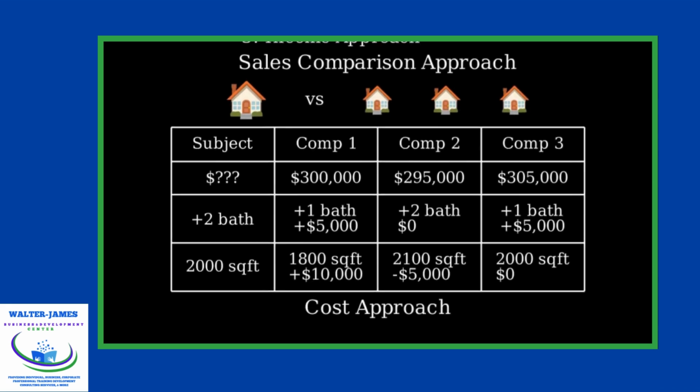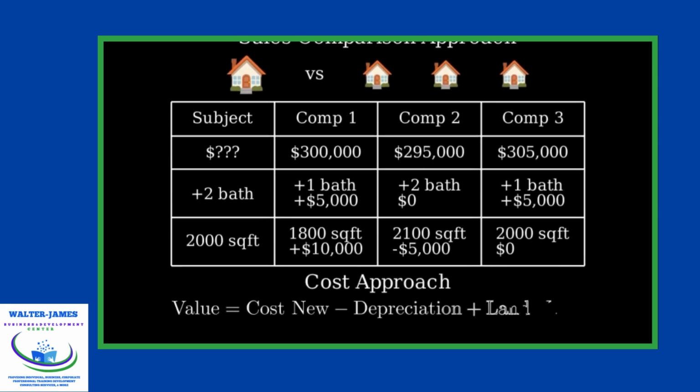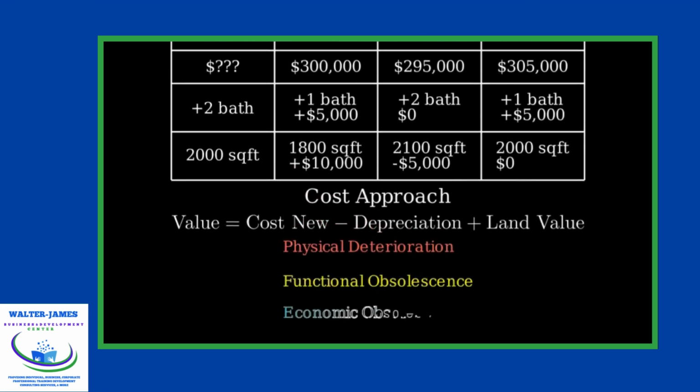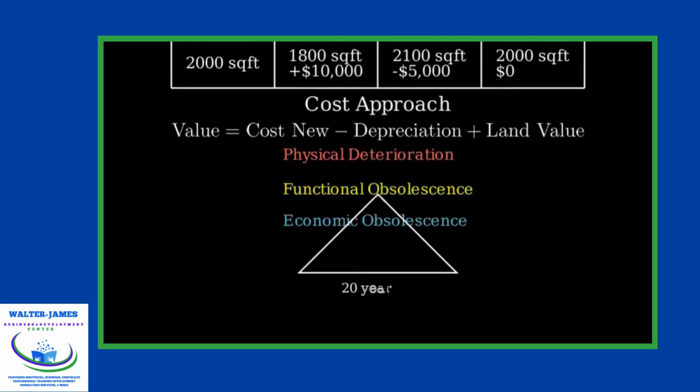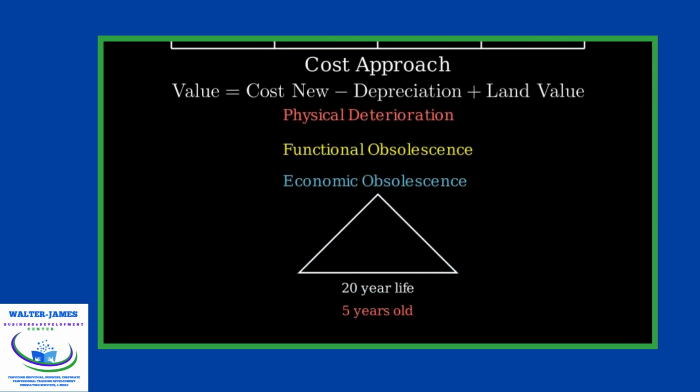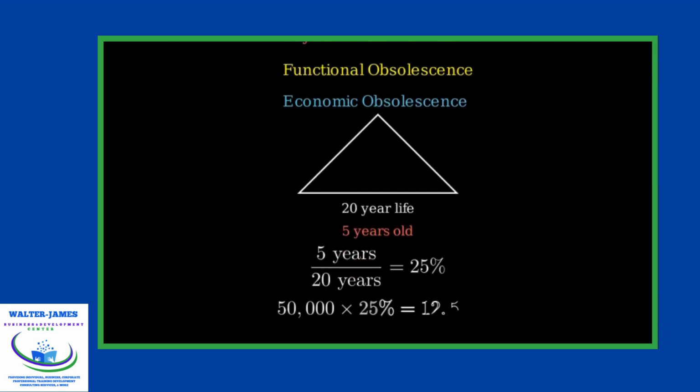Next is the cost approach. This method estimates value by calculating the cost to build a new property minus depreciation plus land value. Let's break down the types of depreciation. Let's look at physical deterioration with an example. If a roof has an expected life of 20 years and is 5 years old, it has lost 25% of its value. For a $50,000 roof, that's $12,500 in physical depreciation.